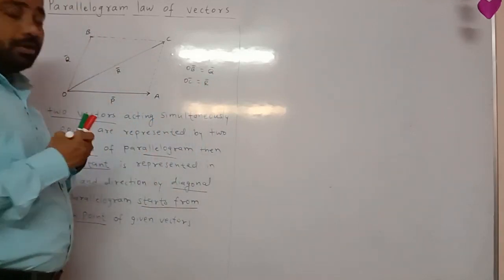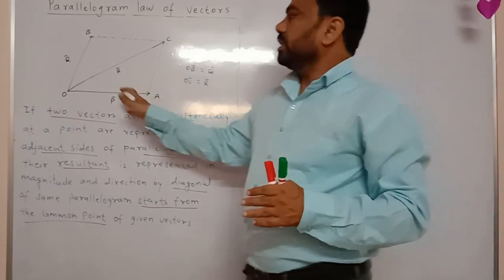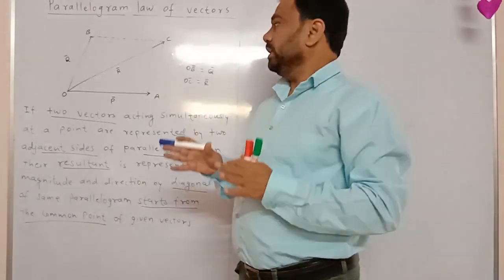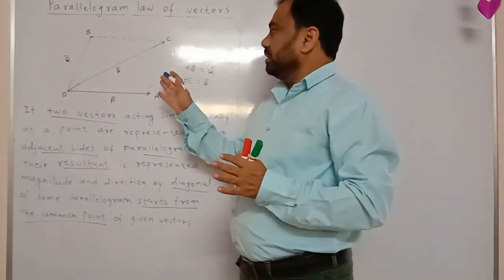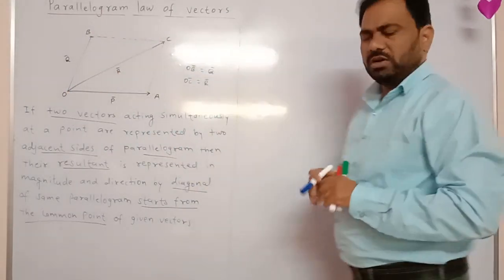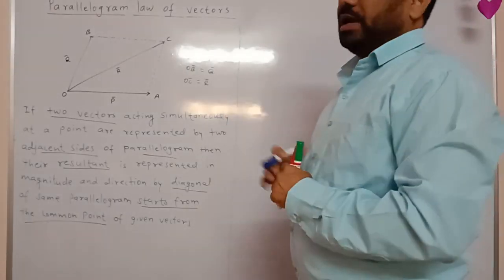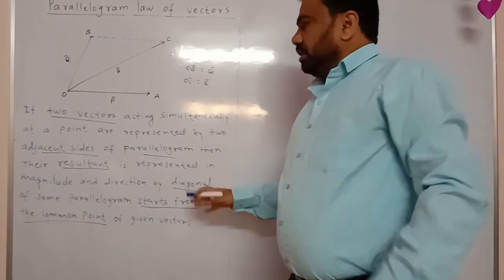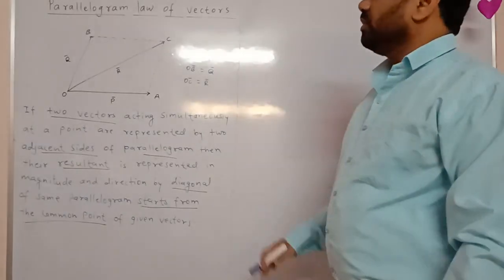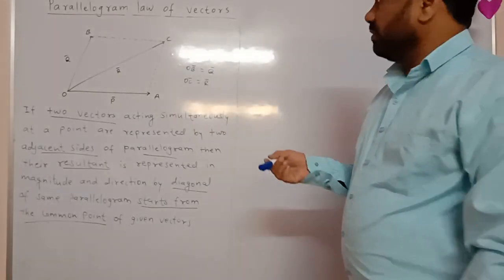Vector R stands for what? Resultant. Means in this parallelogram, if two vectors act as two adjacent sides of a parallelogram, then the resultant which starts from the common point is nothing but its diagonal. Whatever the diagonal of that parallelogram may be, it always represents the resultant. Okay, so this article is very important, and questions may be asked on this article.